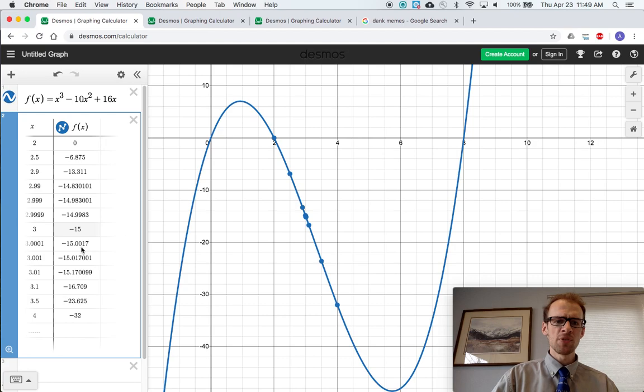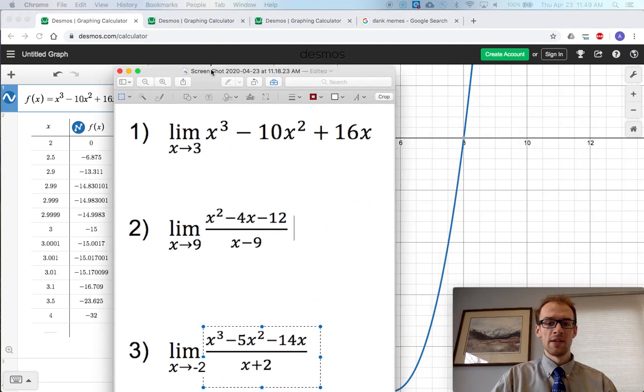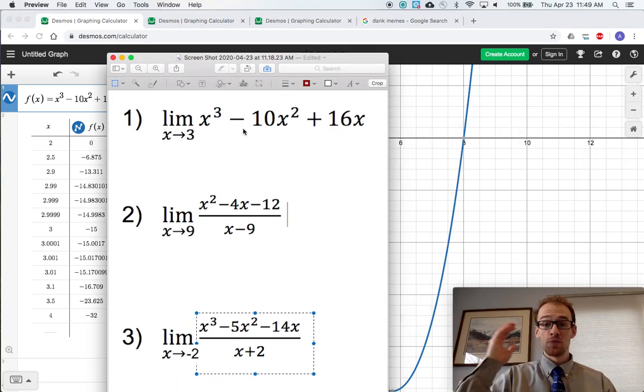So you might think, Mr. Troll, what's the whole point of this? We can tell what's going to happen at positive 3. We just plug in positive 3 for x, and y is negative 15. So the answer to number 1 is just going to be negative 15, and you'd be right.